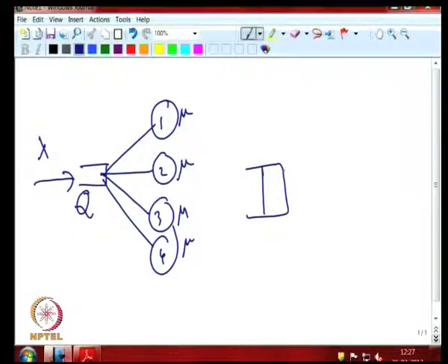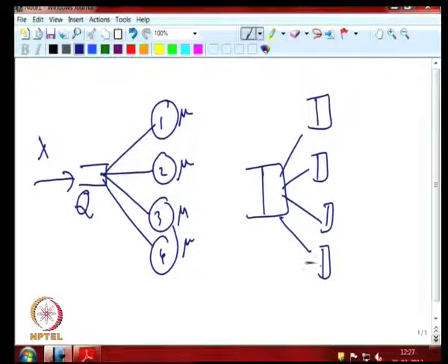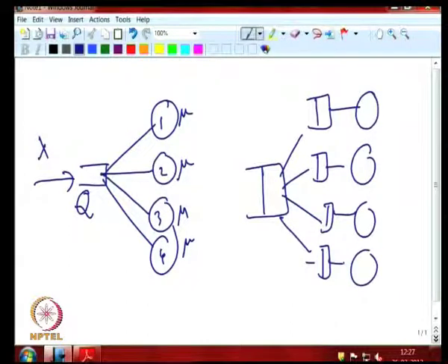The other possibility is I have a queue here, and what I do is I have 4 subsidiary queues, and I put one processor at each. Basically, in some sense, we will remove this part, it is not necessary. So instead of lambda, I have lambda by 4, let us say, for each of these 1, 2, 3, 4.